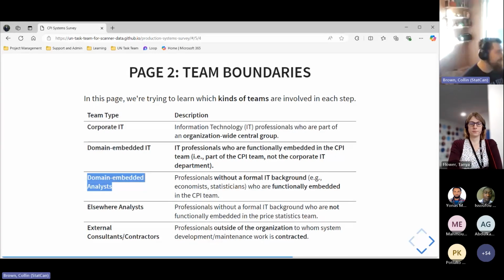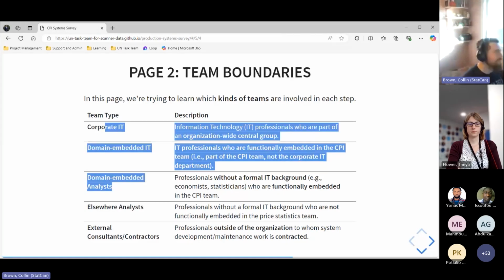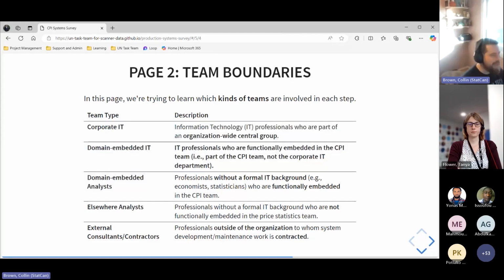And then we also have what we're calling elsewhere analysts, or analysts elsewhere in the organization. This is meant to be a catch-all category for anyone who's not an IT professional and not a domain embedded analyst, but still does some kind of maintenance or development on the system. Formally, it's people who don't have formal IT training and who are not embedded in the domain team. So if there's anything that doesn't fit into the first 3, you can use the fourth as a catch-all to capture that.